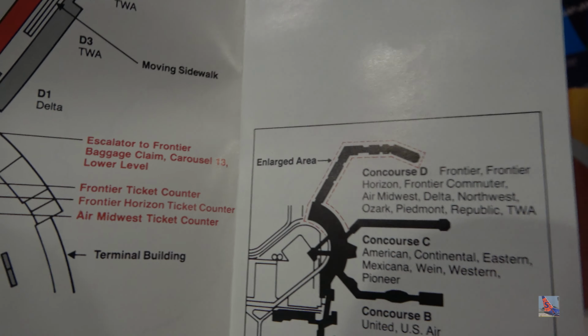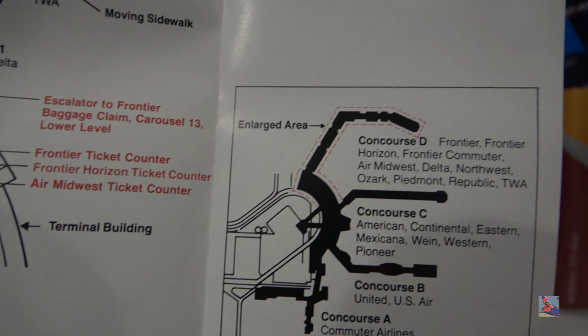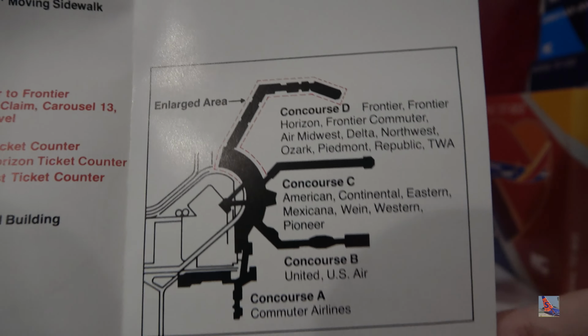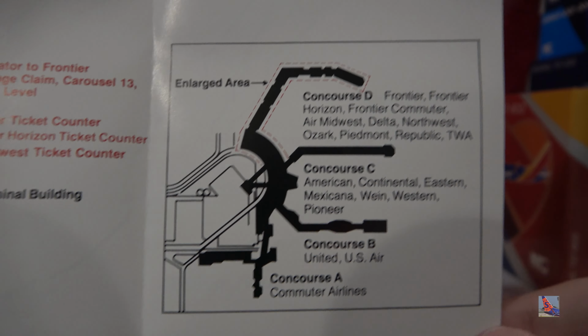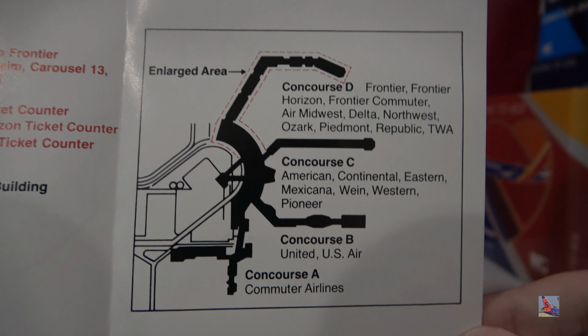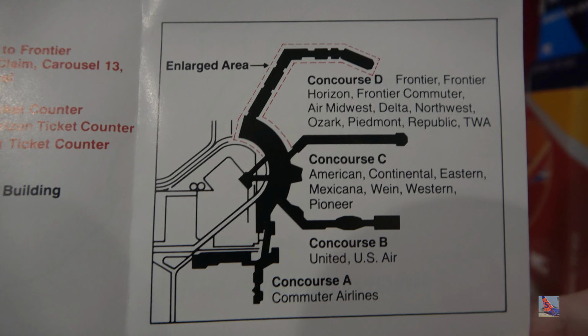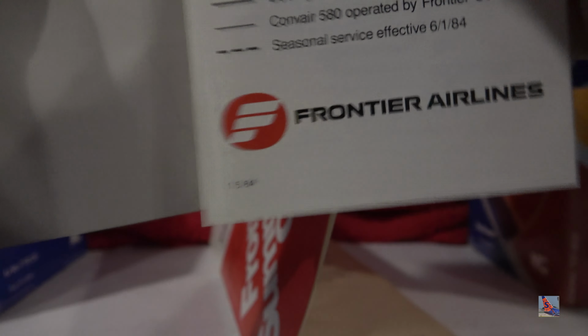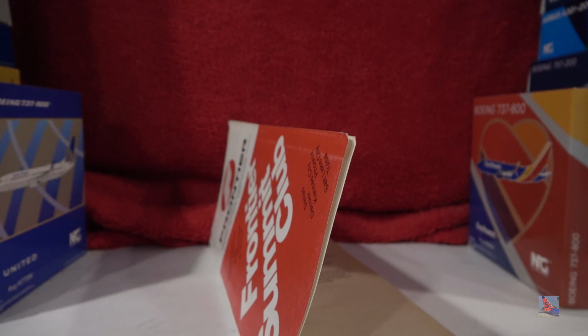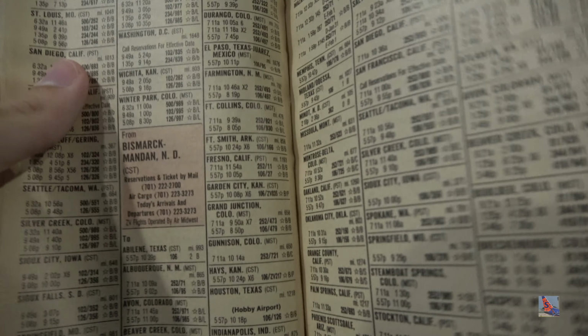I believe they built Concourse C a few years after this timetable was printed. This is from 1984. I think it opened a few years later, so it didn't last very long before they closed it in '95. So there's a look at the entire map of Stapleton. I like seeing this kind of stuff. It's just very fascinating to me, but I don't think I was supposed to rip it out of the timetable like that, so oops. But oh well, I can probably post that individually.